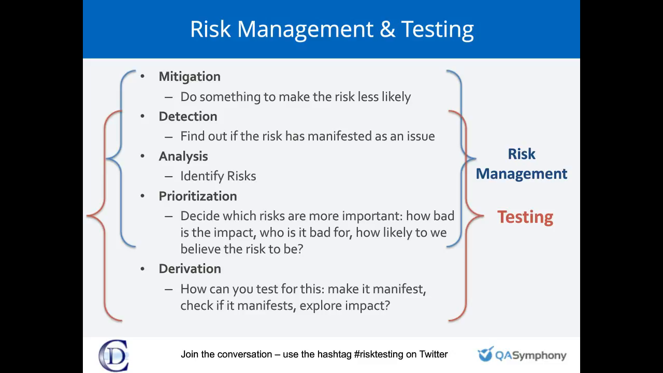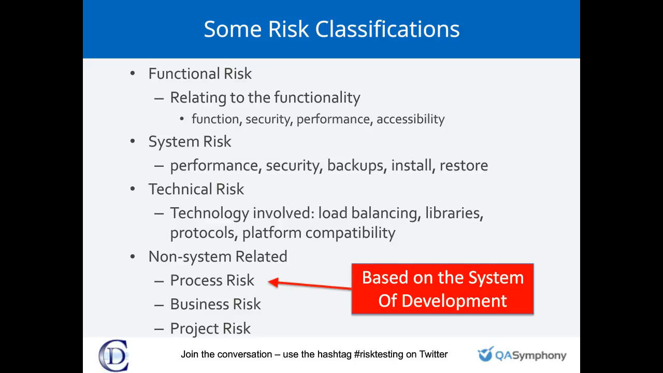What I think testing adds is the notion of using it to derive coverage so that we target the risk and see if we can make it manifest. But I don't think the act of testing mitigates. I think process can mitigate process risk, and we'll cover that later on. So I classified the risk into functional risk, we've discussed system risks related to how things are put together, technical risk, as in terms of product, these are all kind of product risks. Then we've got non-system, non-product related risks like the process, the business and the project.